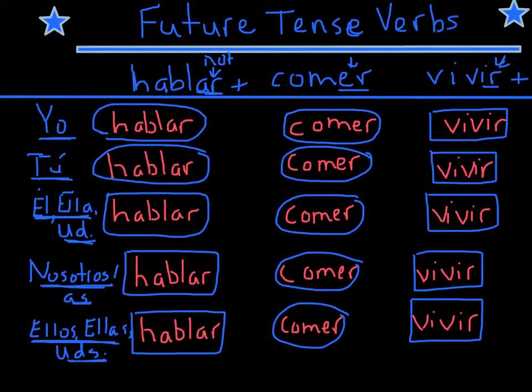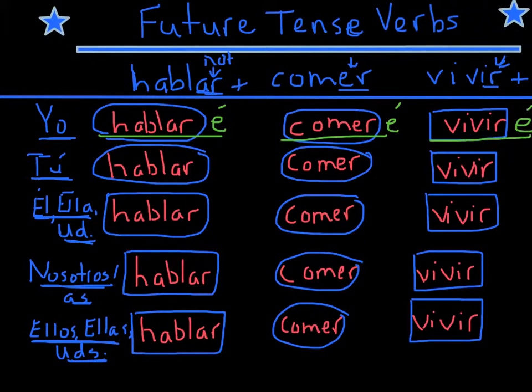So the way that we do that is each of these forms, the other nice thing is that they're all exactly the same. What does that mean? Well, what that means is the following. For the yo form, the ending is é with an accent, so it would become yo hablaré. For the ER verbs, the same exact thing. You add an é with an accent and it becomes yo comeré. And for the IR endings such as vivir, you also add the é with an accent and it would become viviré.